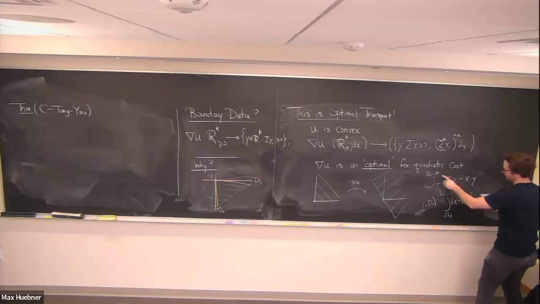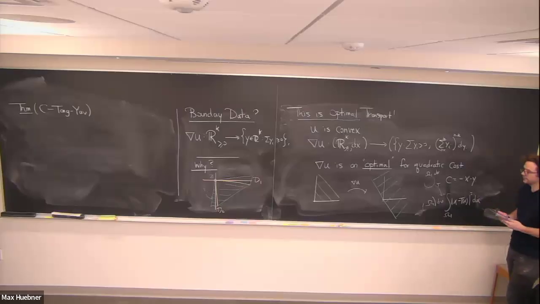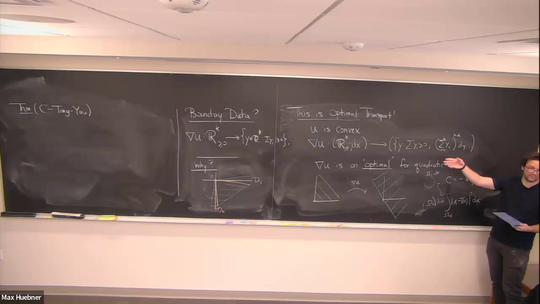Yeah, and then you require that it pushes forward this measure to whatever your measure is over here. So it turns out, Brenier showed that this problem for the quadratic cost should always have a solution, at least if omega 1 and omega 2 and the measures are reasonable. And that solution is the gradient map of some function which solves the Monge-Ampère equation.